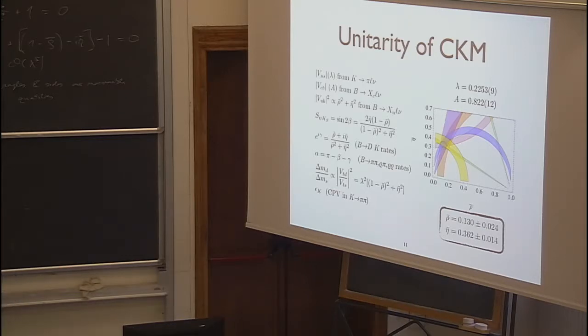And so you see now I've listed here 1, 2, 3, 4, 5, 6 independent constraints, independent measurements, which all probe different relations between rho bar and eta bar in the standard model, and they all have a consistent overlapping region in the rho bar, eta bar plane, from which now we can extract the standard model values of rho bar and eta bar, which are shown below.